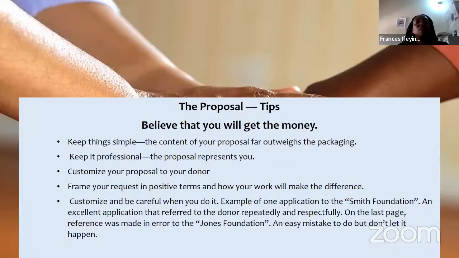Number two, keep things simple. Keep it simple, keep it professional. Customize your proposal to your donor. Frame your request in positive terms and state clearly, that's the resultant effect we talked about in the diagram, how your project will make a difference. Very key. Every donor wants to know that. How will it make a difference?